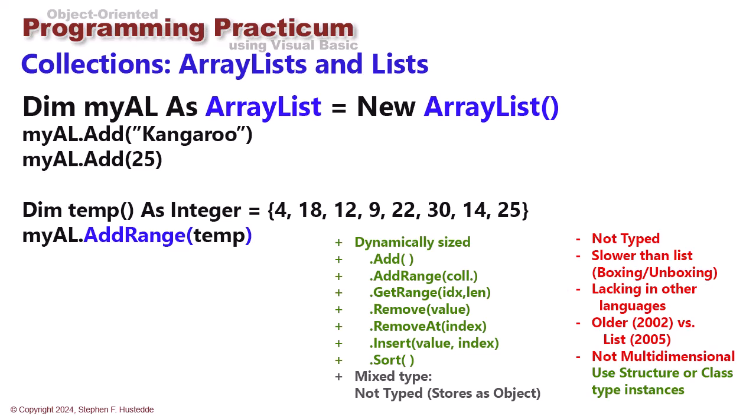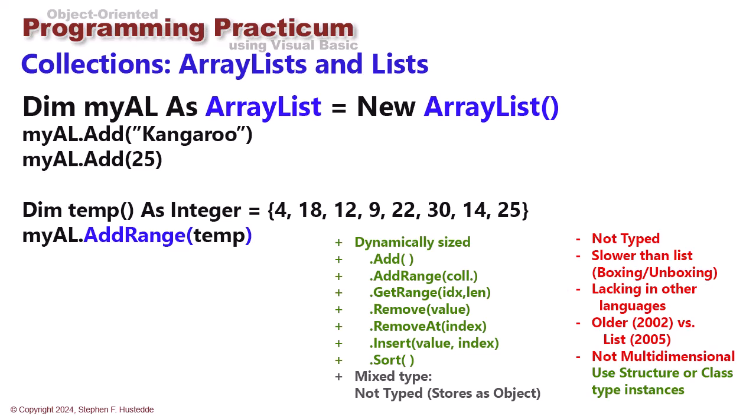So on the negative side, we have that ArrayList is not typed. It's also slower than the next data type we'll look at, which is a List, because it does something called boxing and unboxing, in that it has to figure out the types of those objects within the list. ArrayLists typically aren't in other languages, and it's an older technology versus the List, which we'll look at next, which is newer. And generally, let's face it, things that are newer are usually better. And it's not multidimensional like an array is.